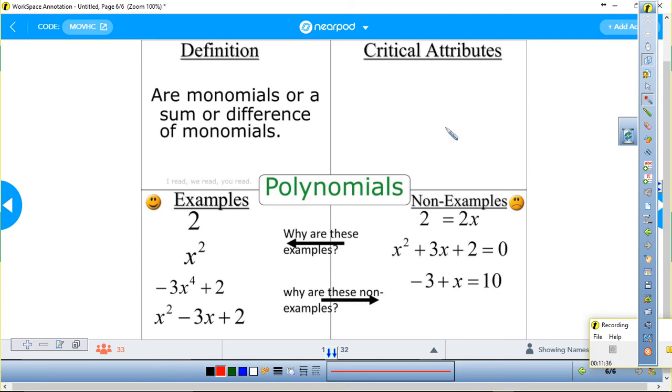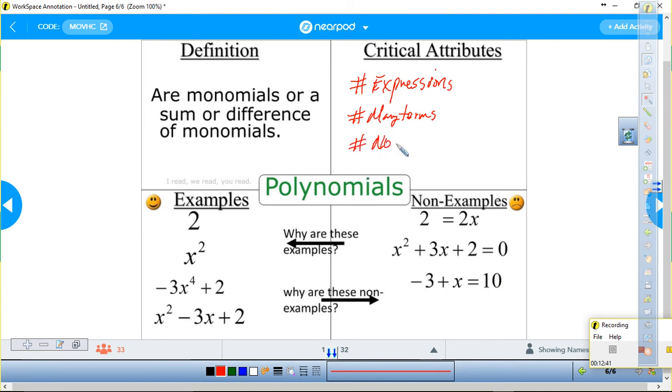Let's see, Kenya, give me a hashtag, please. Hashtag expressions. Hands if you wrote something like that. Good. Who's got another one? Hashtag many terms. All right. And one more. Hashtag no equal sign. We get the idea, yes? All right, let's move on.